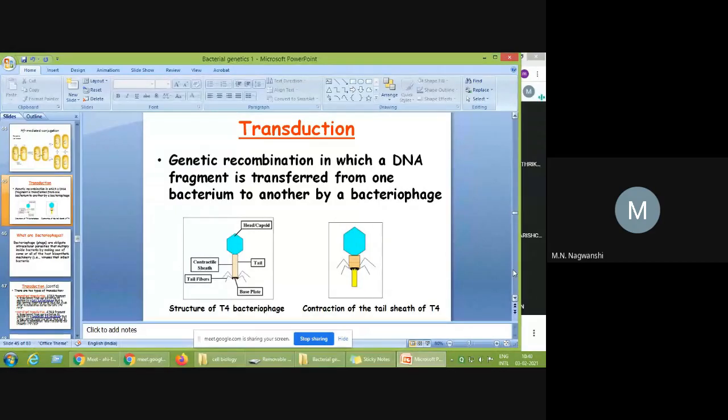In conjugation, a conjugation tube is developed between the two bacteria, that is the donor bacterium and the recipient bacterium, and the genetic material is transferred. And in the third process, that is transduction, the genetic material is transferred by a virus which can infect the bacteria.